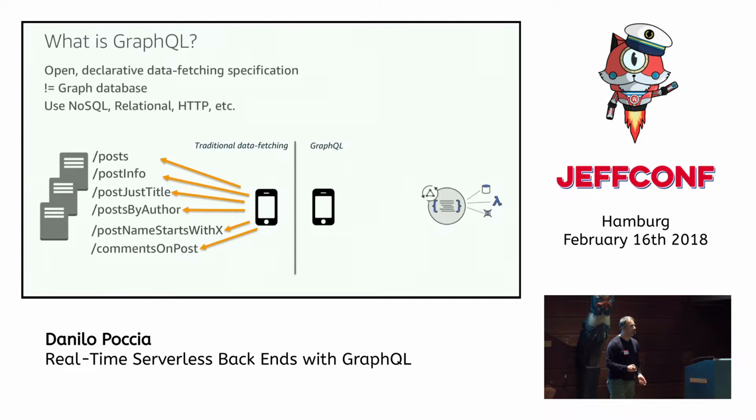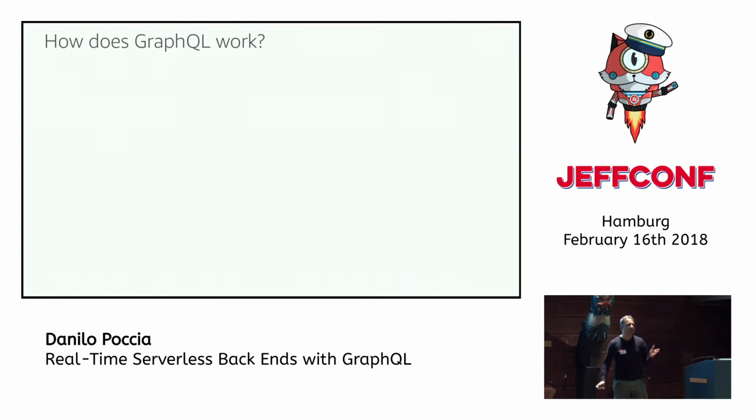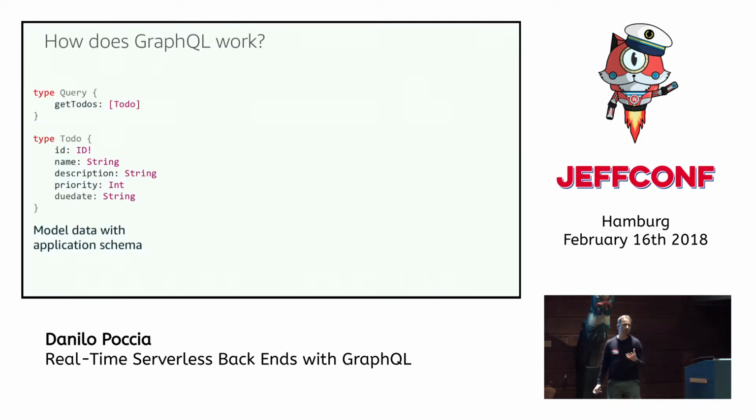So with GraphQL, it's an open specification. It has nothing to do with graph databases. You can use any kind of database to store the data. You can even use transport different than HTTP if you want. With GraphQL, you have a single endpoint for your APIs, and then you can use a syntax that is much more powerful, because you can start by defining a schema. So for example, if you want to build the classical to-do application, you can create a type of to-do. The exclamation mark means that this field is mandatory and the other are optional.